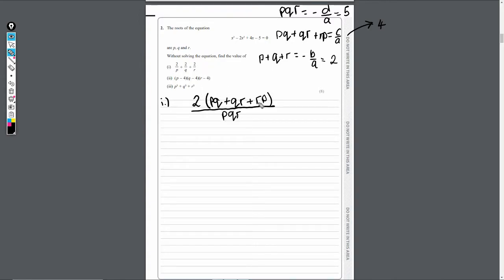Same again as you go across. So this is going to be equal to 2 lots of this, so that's 2 lots of 4. So 2 times 4 all over PQR, so that's 5. So I'm going to get 8 over 5. And there we have it, that's part A done. So let's have a look at part 2 now.